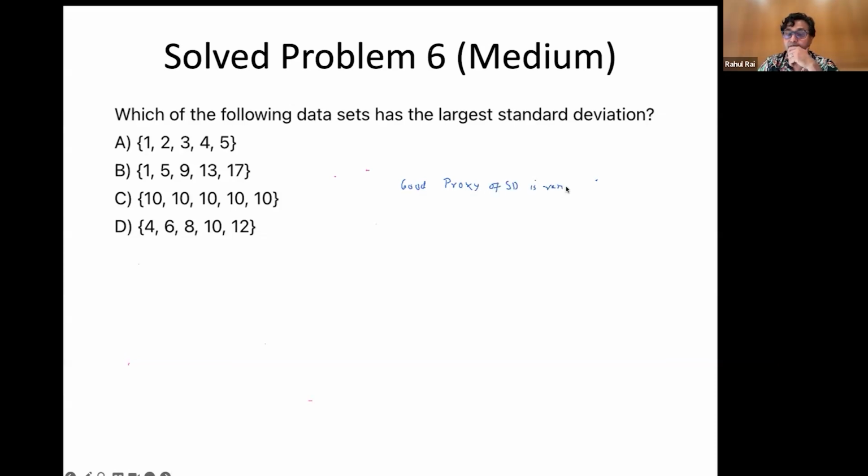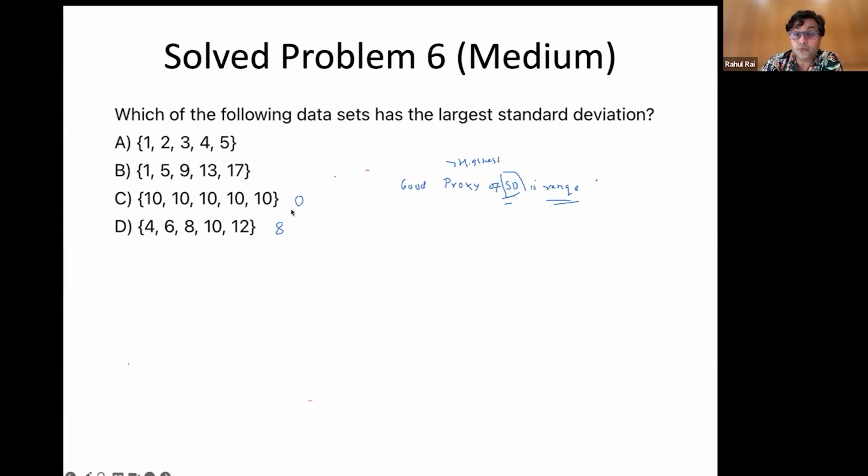Again, I say it with a caveat, not necessarily all the time, but the data set which has a high range will typically also have high standard deviation. What is the range here? 4. What is the range here? 16. What is the range here? 0. What is the range here? 8. That's the range, right? So which one has the highest range? This one. So it is likely that it will also have the highest standard deviation. Make sense? So that's one way to qualitatively answer. Having said that, this is not true in all cases.